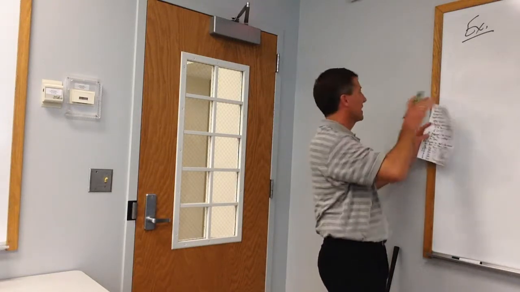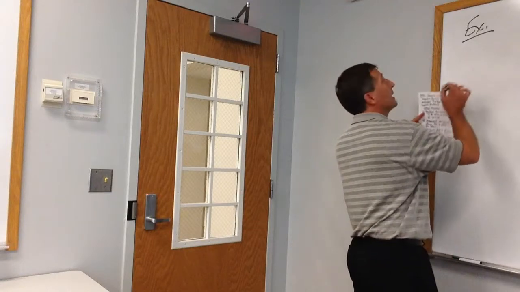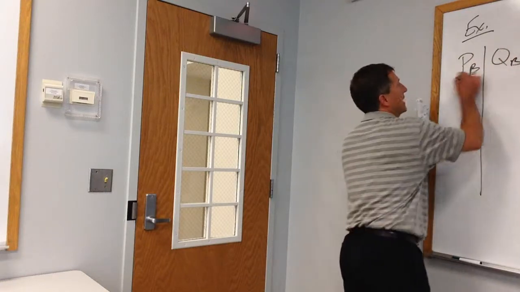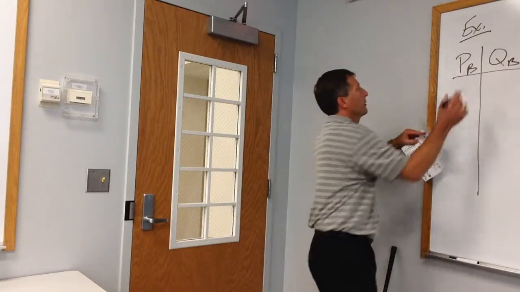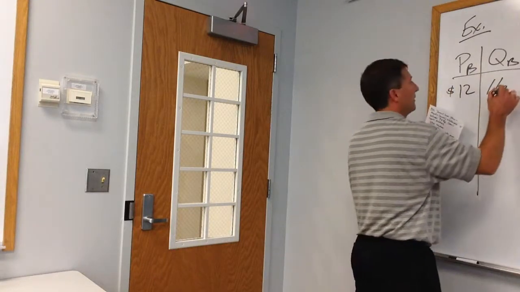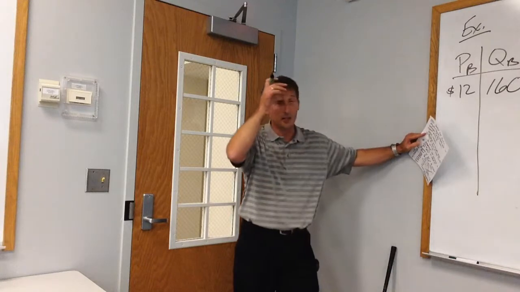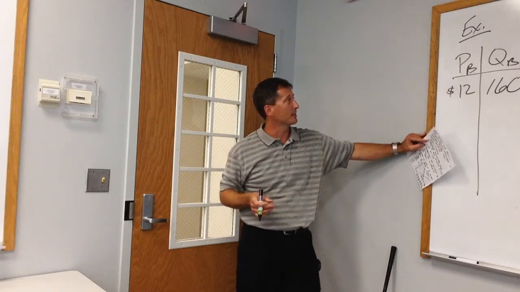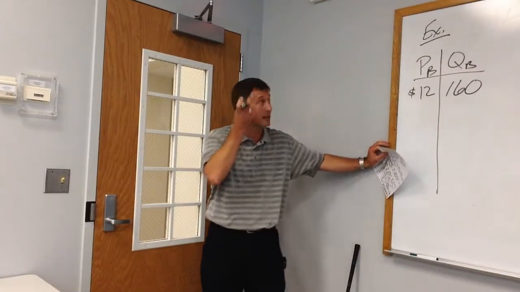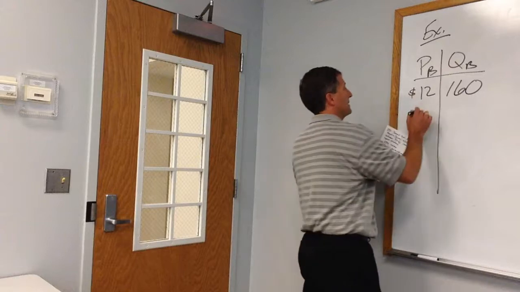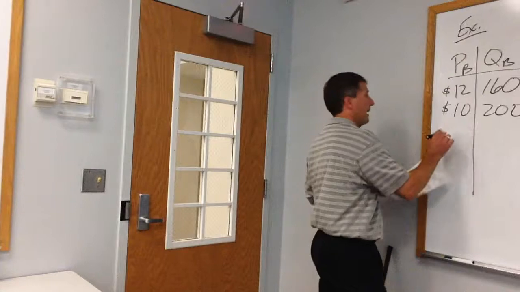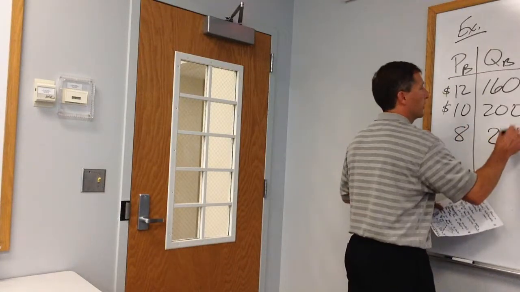All right, so, example. Suppose we've got the price of beer and the quantity of beer. Let's put on our schedule goggles. At $12, we have 160 cases of beer. This is a pretty expensive case, so this might be a 12-pack or something. At $12, we've got 160 12-packs going out the door. At $10, we've got 200. At $8, we've got 240.